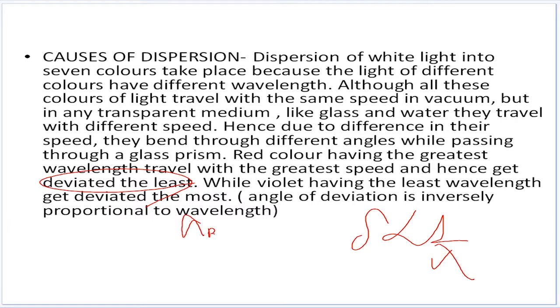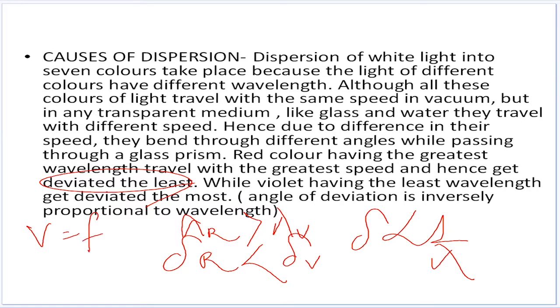Since the wavelength of red is greater than the wavelength of violet, the angle of deviation of red is less than the angle of deviation for violet light. Red has the greatest wavelength, so it travels with a faster speed. Now, how is wavelength related to speed? We have v as the product of frequency and wavelength. Frequency of light is constant, but since the wavelength changes, lambda is changing, and therefore the velocity of light also changes when it strikes a different medium.